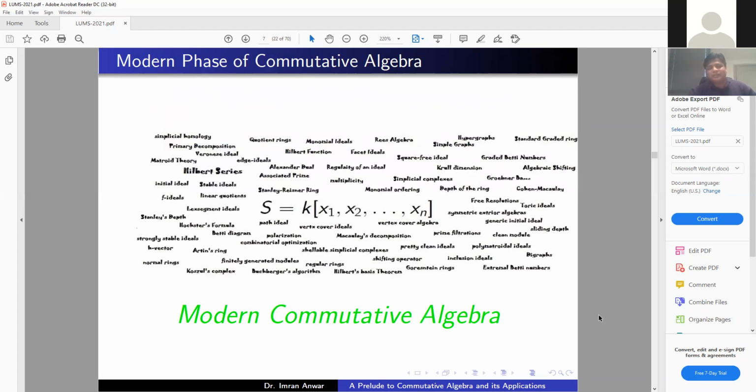If one looks at commutative algebra, there are a few keywords, but the central part one can say about commutative algebra is, more or less, the study of the polynomial ring and operations on it.